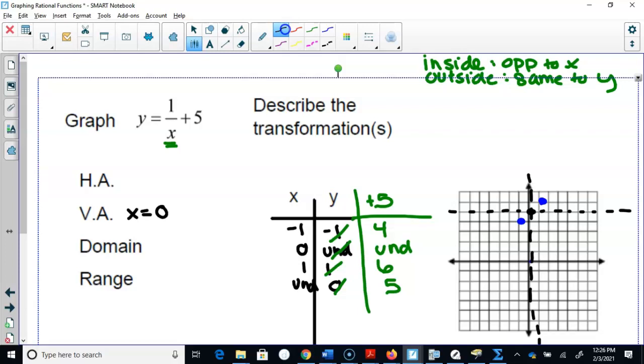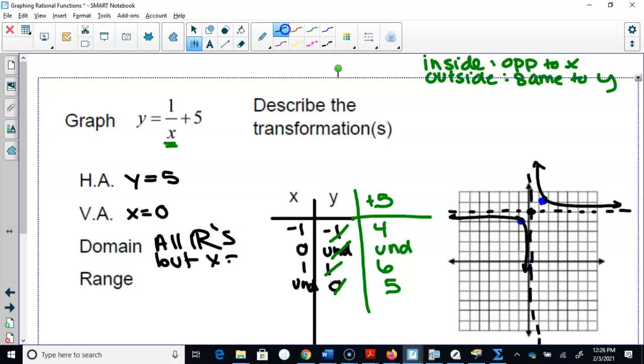What does the graph look like? The graph looks just like our parent graph, excuse me. We know that we have our horizontal asymptote now at y is equal to 5. Our domain is all reals, except the vertical asymptote. But now hopefully you're seeing there is a theme. We look at our vertical asymptote and we just say, hey, it can't be there. The range can be all reals, but not whatever our horizontal asymptote is.